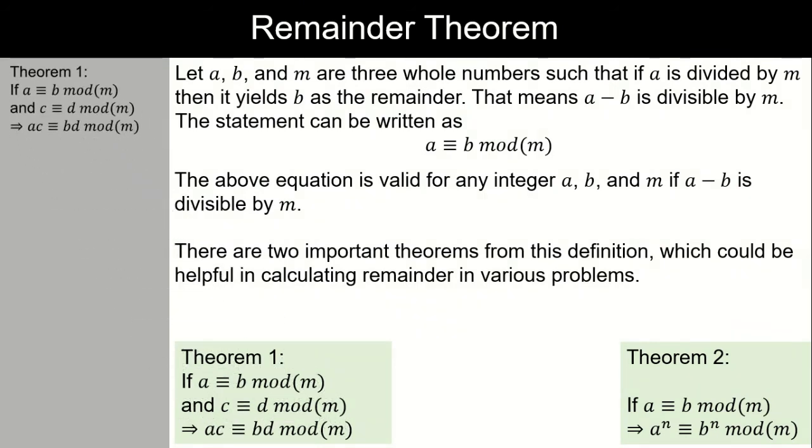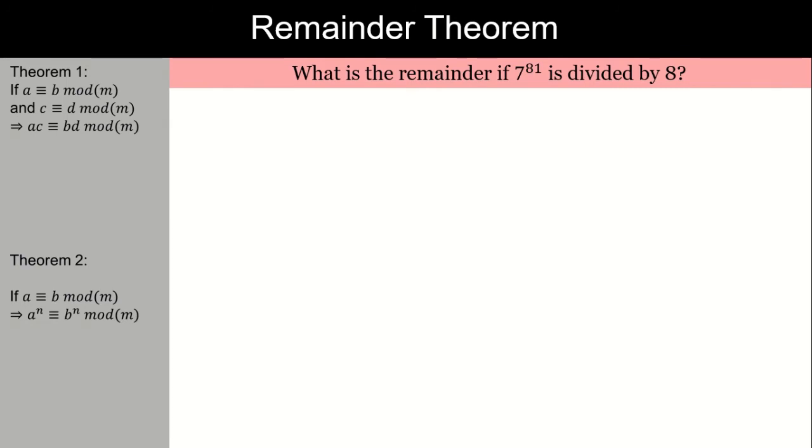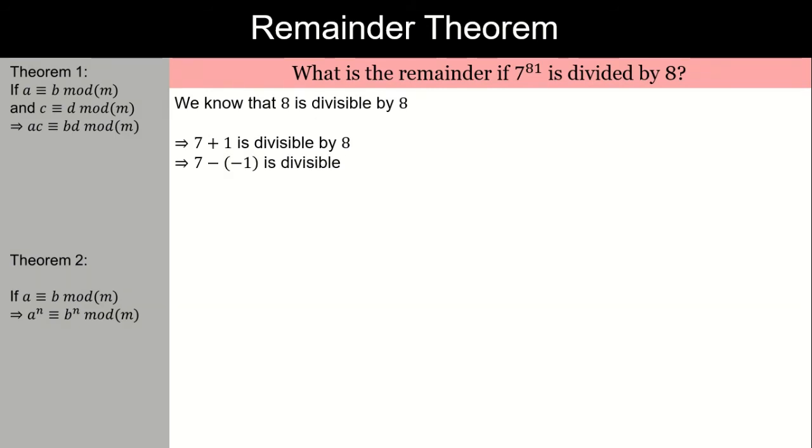Let us put these theorems in the side panel and try to solve the problem discussed in the beginning. As per the problem statement, we have to find the remainder if 7 raised to the 81 is divided by 8. Now we know that 8 is divisible by 8. That implies 7 plus 1 is divisible by 8. That means 7 minus 1 is divisible by 8. We can write it as 7 congruent to minus 1 mod 8.